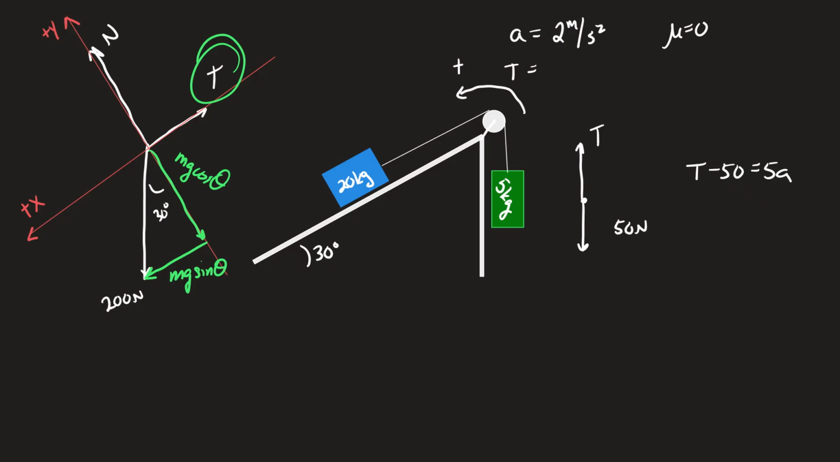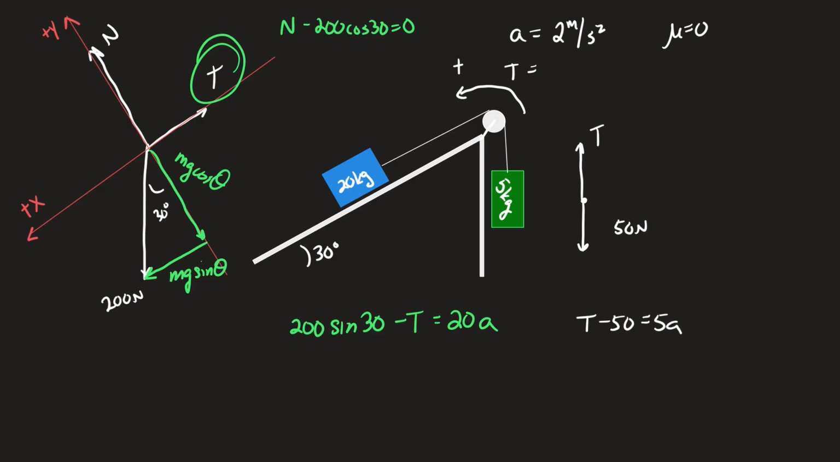But we've done a lot of these. I need you to start realizing the ramp problems are all the same. Now that I've done that, I only care about this force and this force. Those are the only ones that matter. So mg sine theta is down the ramp. So that's going to be 200 sine 30 minus tension equals 20 times A. Now, there is also normal minus 200 cosine theta equals 0, but does that contribute to the problem at all? No.